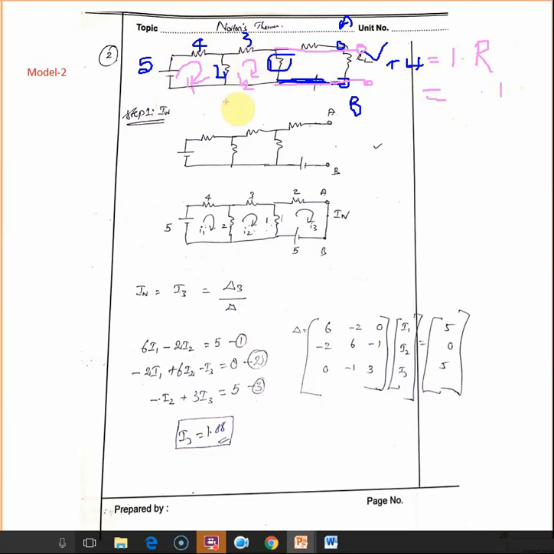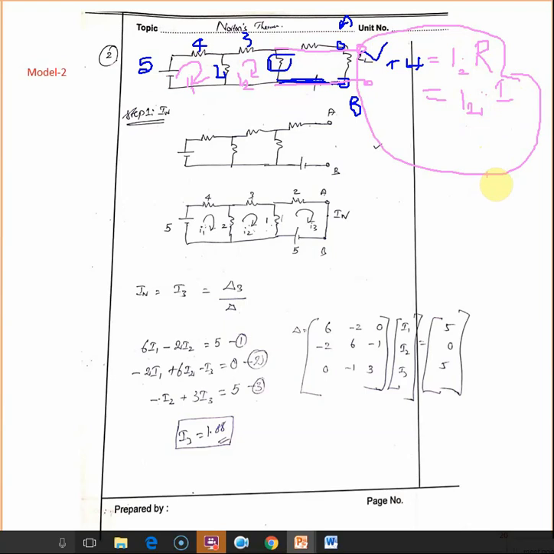After finding I2, I2 flows in this direction independently. So substitute I2 into the 1 ohm. That's all. This is called the VTH. VTH is over. Model 2, okay, model 2, VTH is over.